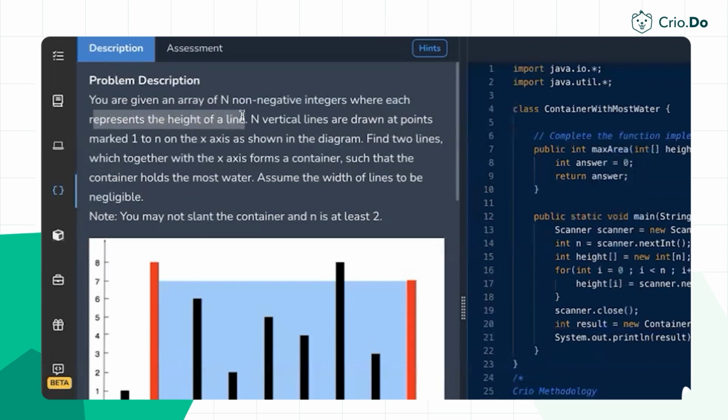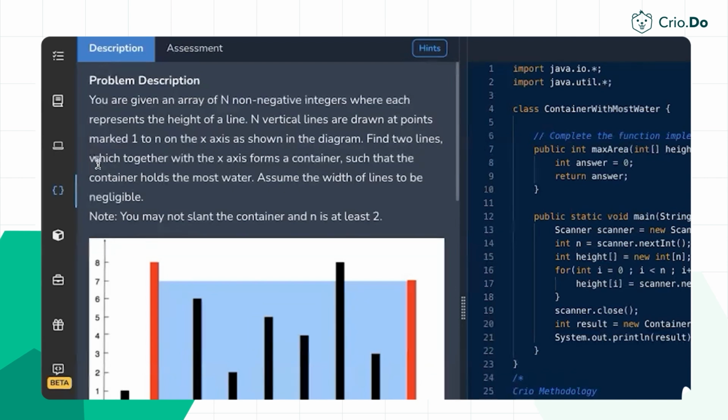the height of a line. So each array element will be representing the height of a vertical line. N vertical lines are drawn at points marked 1 to n, as you can see in the image. 1, 2, 3, 4, up till n. N is the array size, on the x-axis.